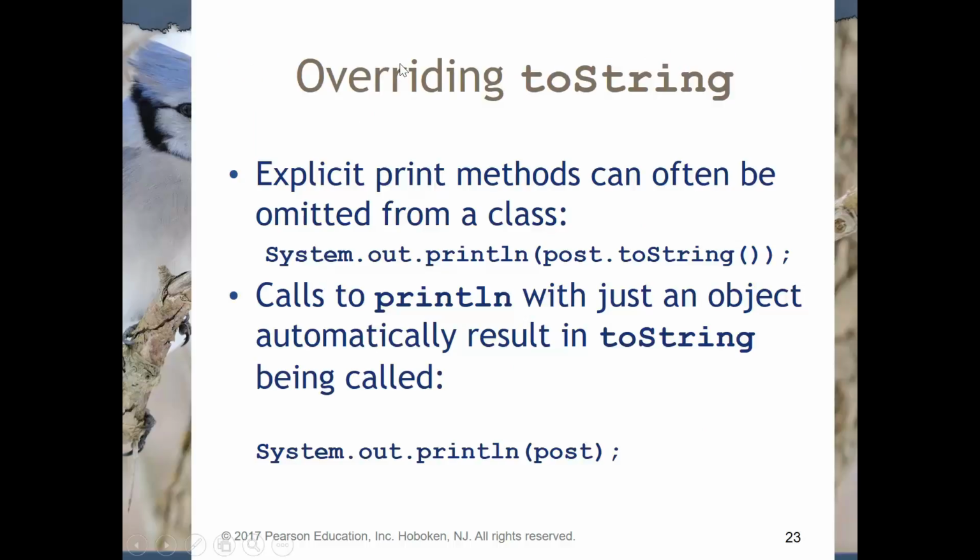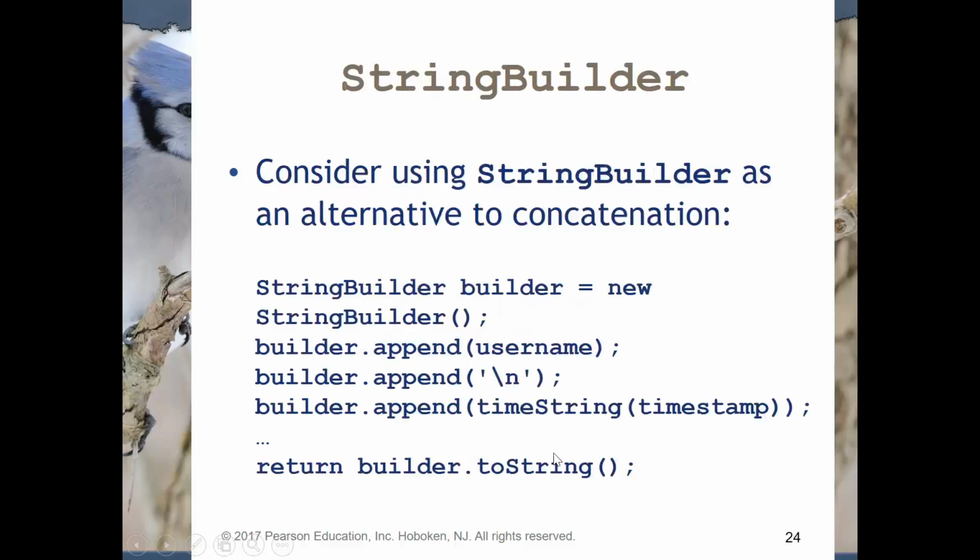Overriding toString. Explicit print methods can often be omitted from a class. So here we're doing System.out.println, post.toString. If you haven't done it in the Post class, it would actually use the Object one, which isn't so good. And now you can actually make it more formatted. Calls to println with just an object automatically result in toString. So in other words, if you don't do this and you do this, it says, hey, you're trying to convert it to a string, therefore call toString. So Java does a little bit of help for you. I, again, believe in being explicit whenever possible, but this is your alternative.